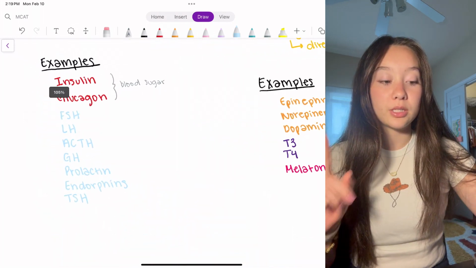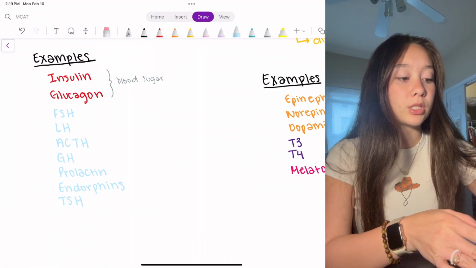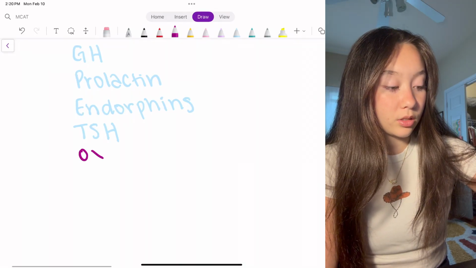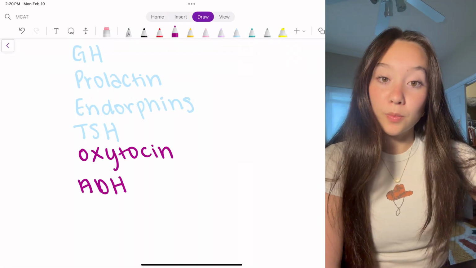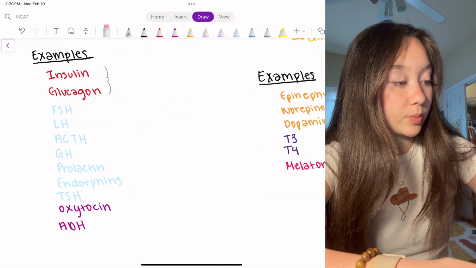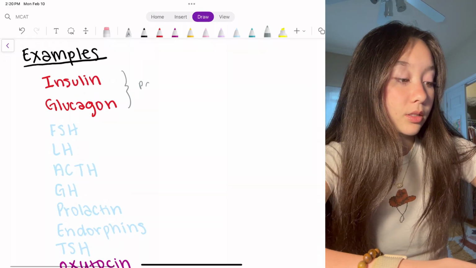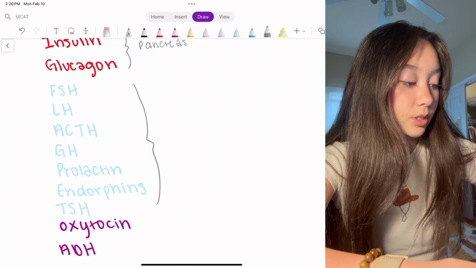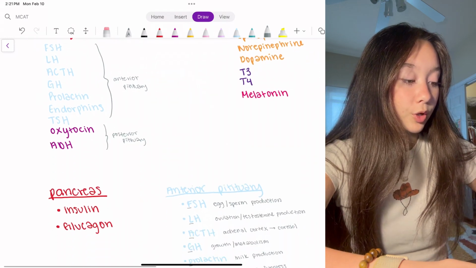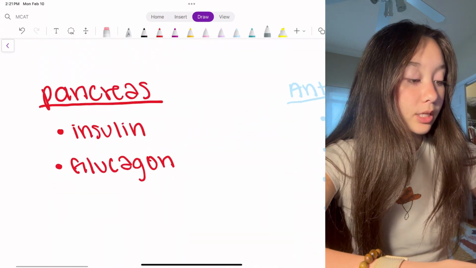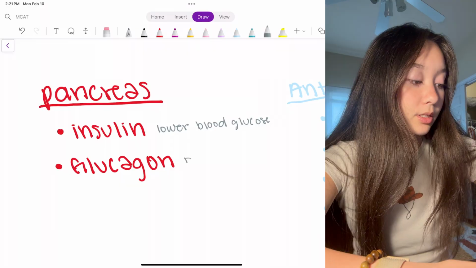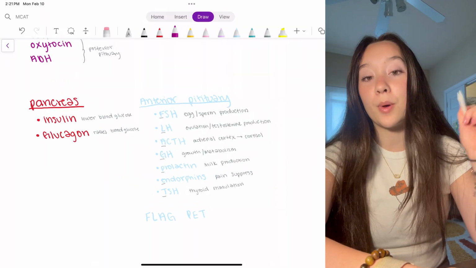So we finished the anterior pituitary, and before I move on to the posterior pituitary, I'm going to come back up here to these examples from the peptide hormones, and I'm just going to clean it up. And I'm going to add on oxytocin and ADH. Now these are important because these are hormones from the posterior pituitary. Just to make it all cohesive, I'm going to label where these are from as we go. So we said this was the pancreas, and we said this was the anterior pituitary. And now we're moving on to these two, which are going to be the posterior pituitary. Okay, perfect. And while we're at it, why don't we go ahead and label these as insulin lowers blood glucose and glucagon raises.